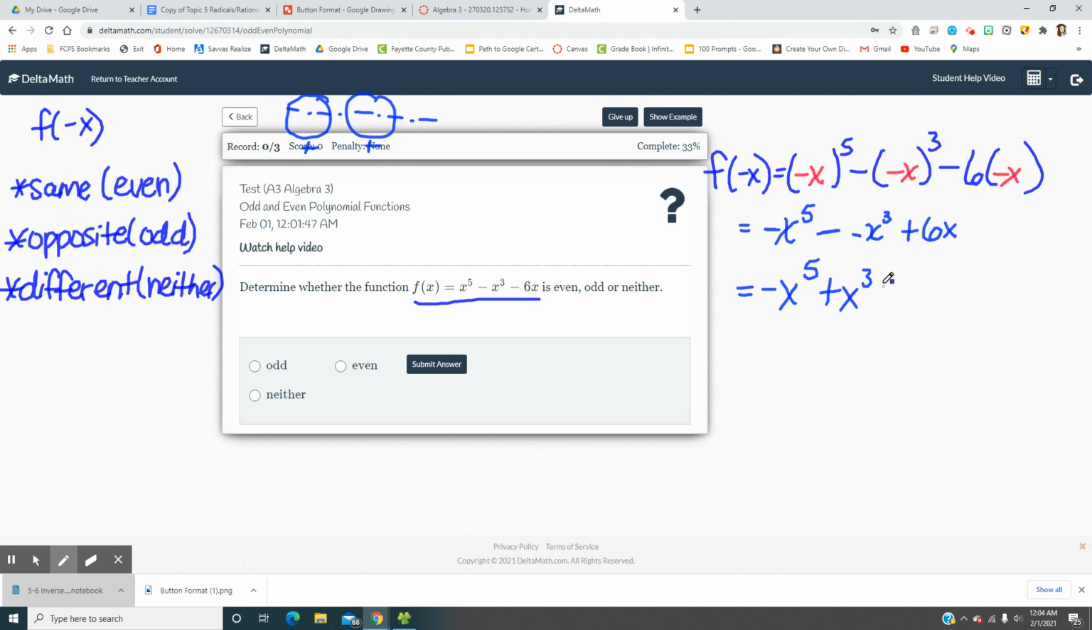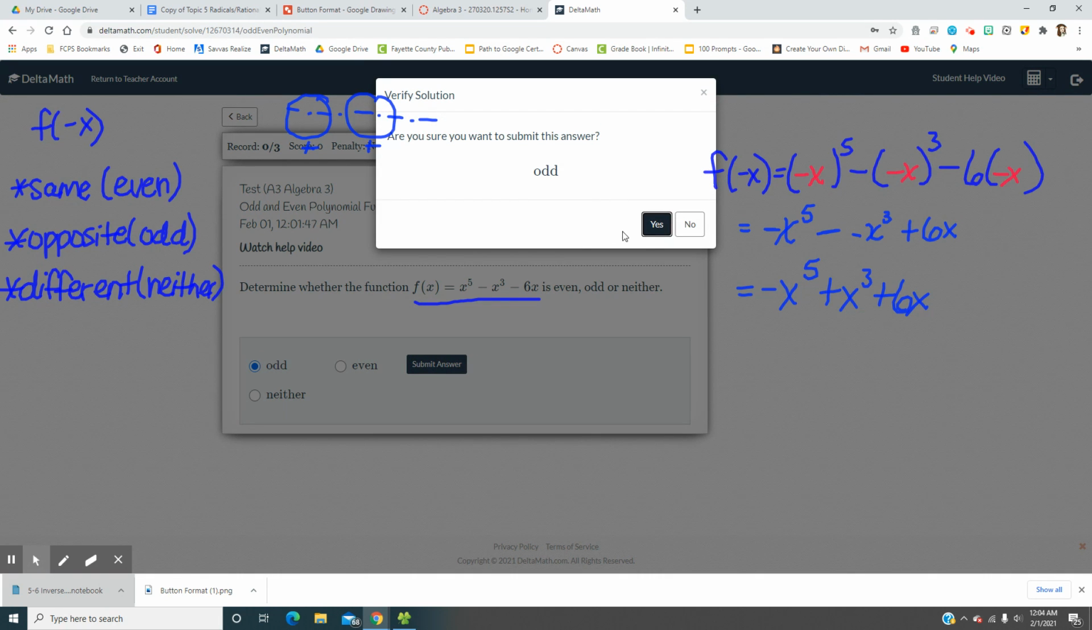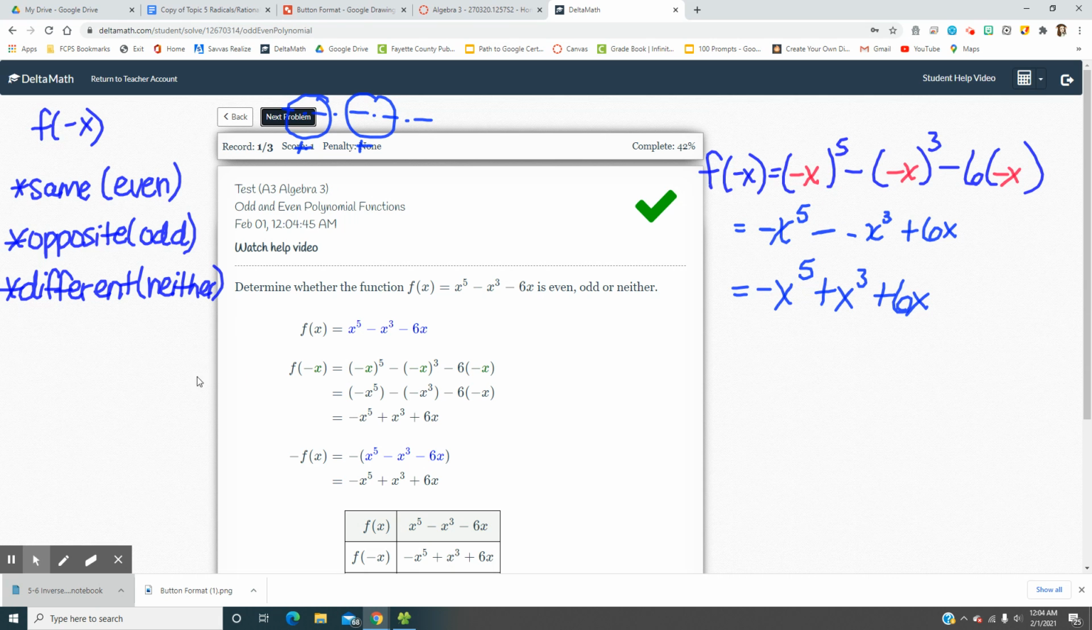So I'm going to compare the signs of this to the original. I've got negative x to the fifth and positive x to the fifth. Those are opposites. Positive x cubed and a negative x cubed. Those are opposites. And then negative 6x and positive 6x. Opposite. So it looks like all three signs are completely opposite, which would mean that this function is odd. There we go. Let's try another one.